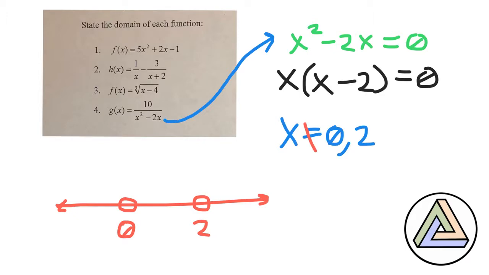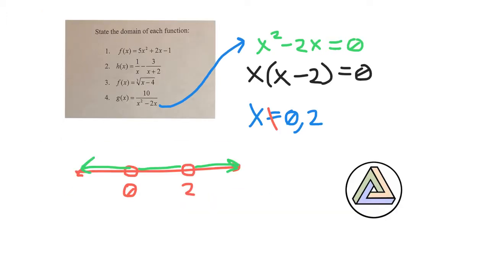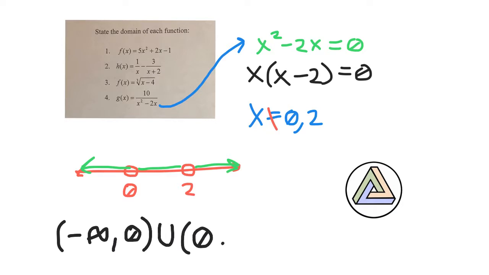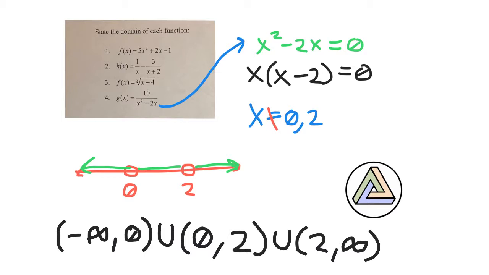So what we're going to do is, again, bring this information down to the number line, fill in this section, because x could be all that stuff. X could be everything in between, and x could be everything over there. So what does that amount to? That amounts to the following. We've got negative infinity all the way up to 0, but not including 0, union, not including 0 up to not including 2, union, not including 2 all the way to positive infinity, and that is the answer in interval notation.